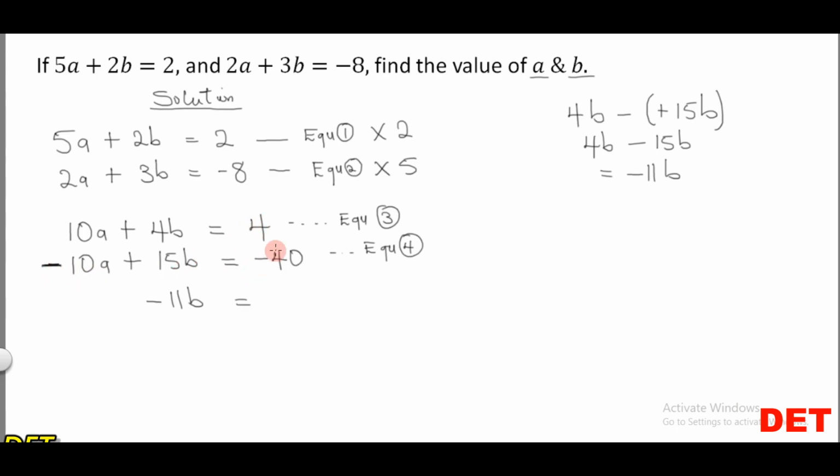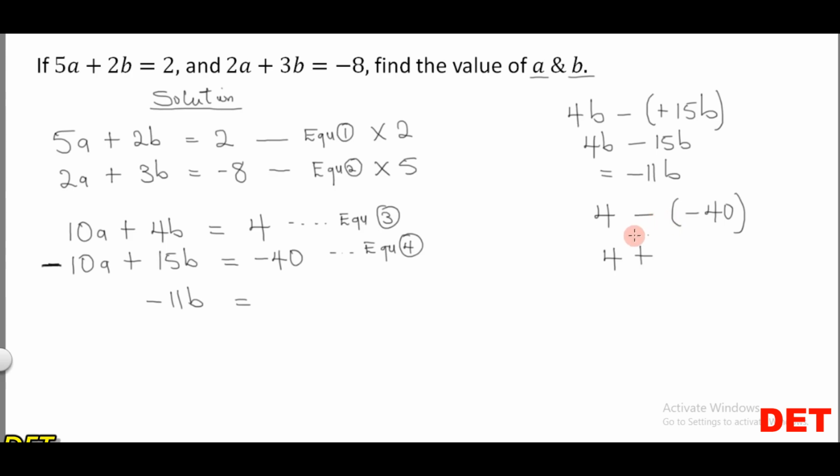Equals 4 minus open bracket minus 40. Remember that this minus is affecting everything in the equation. So 4 minus minus 40: minus times minus will give you plus, so that will be 4 plus 40.